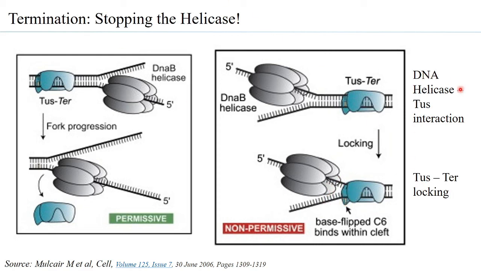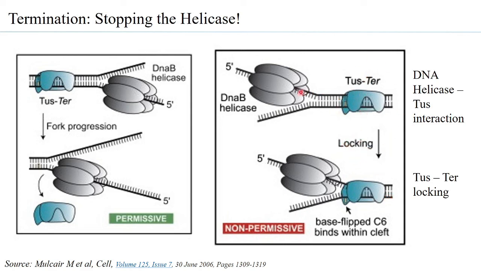So both the models are working together hand in hand to enable the fork arrest and to stop the further unwinding of the DNA by making the helicase inactive. So both the things are happening at the TER region thanks to the Ter-Tus complex. So this is something that has been observed.